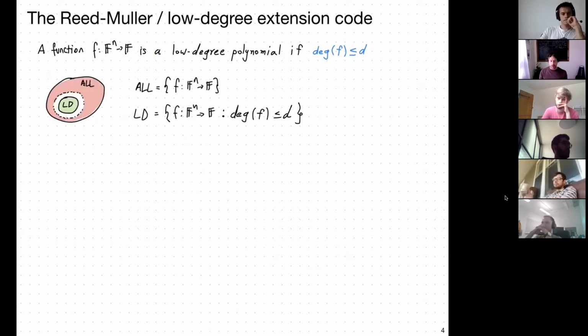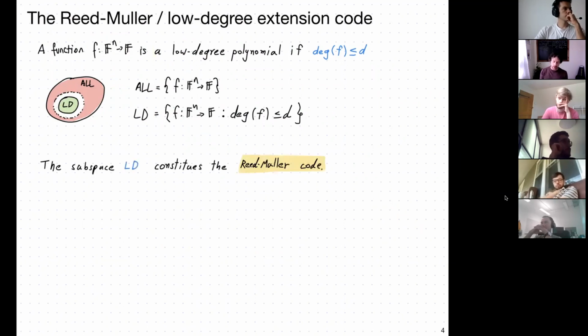We have the same diagram, which I copied from yesterday and replaced linear with low degree here. We have the family of all functions, this is in red, and we have the functions which are of low degree, and this would be the structure that we'd like. We know that we have a test that can distinguish between the green part and things which are far from being low degree. This subspace of all polynomials of degree at most d is called the Reed-Muller code.